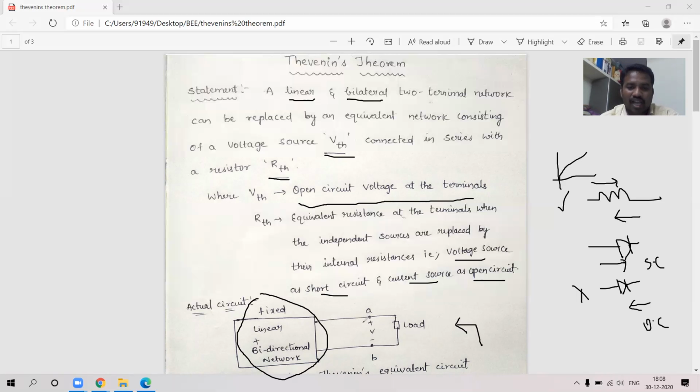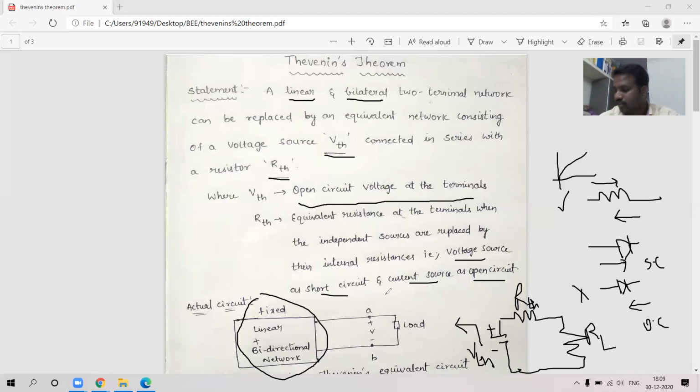So this is the actual network we have. The modified network will be very simple. RTH will be in series with the RL circuit. This is the VTH voltage source, this is the RTH and this is the RL load. This is the modified circuit. Let us see the modified circuit once again.